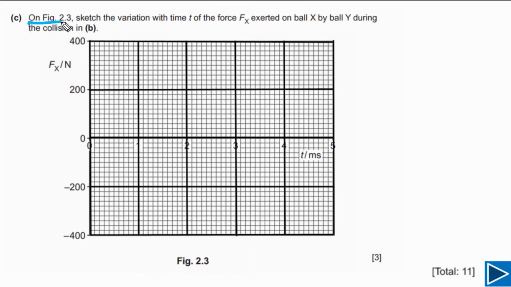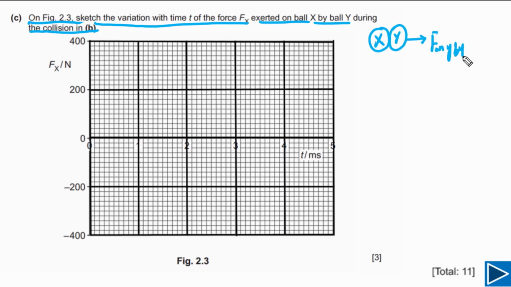For part C, on figure 2.3, we need to sketch the variation with time t of the force Fx exerted on ball X by ball Y during the collision in part B. First of all, let's try to imagine what is happening. Imagine that you have this one ball, this is ball X, and this ball is colliding with another ball, and this is ball Y. So when these two balls collide with each other, they will exert force on each other. So the force on Y, we can simply say the force on Y by X.